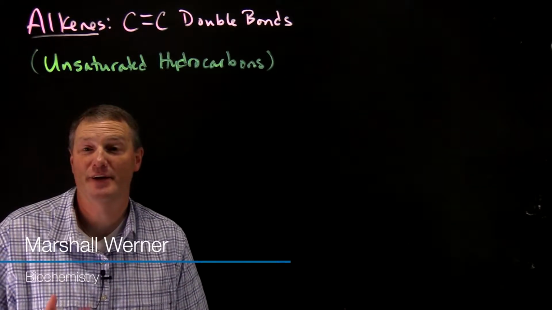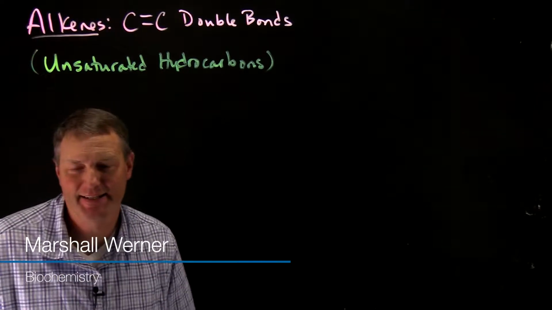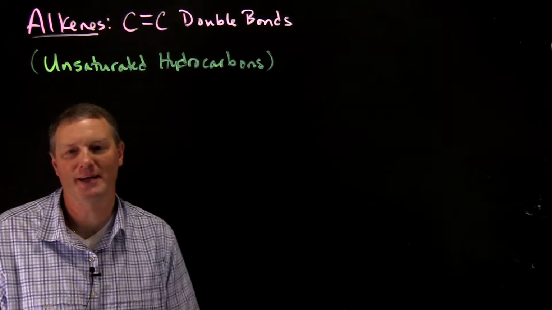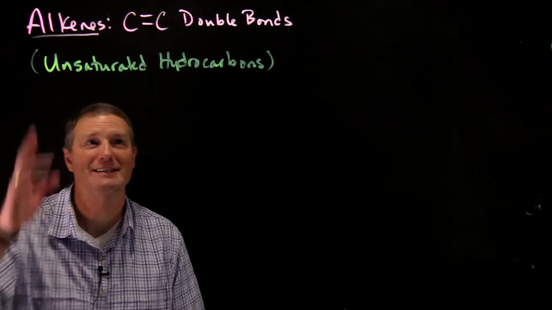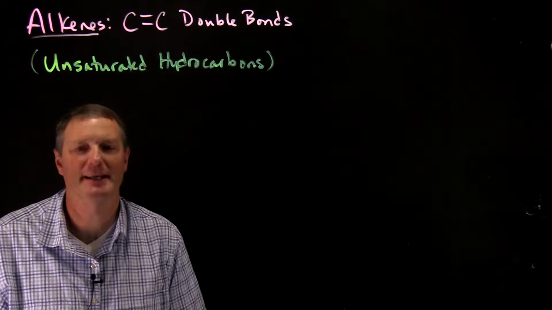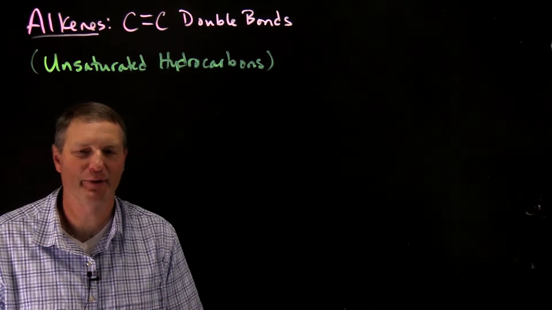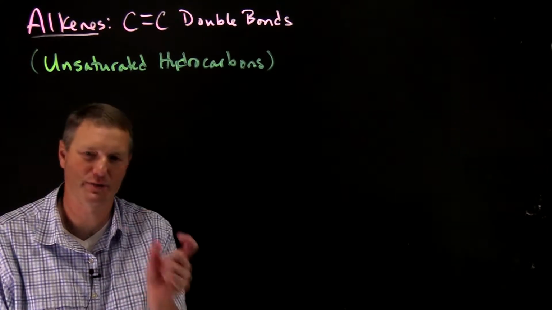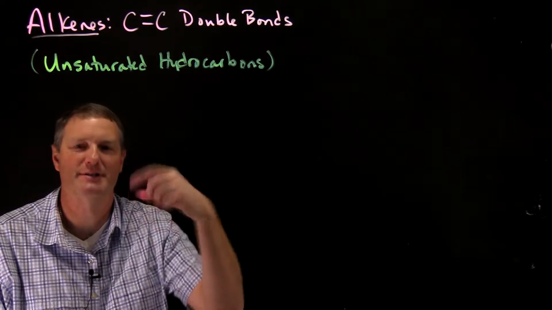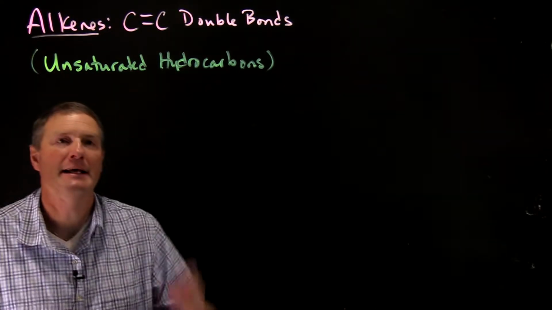All right, in this series of videos, we're going to take a look at alkenes. These are compounds that contain carbon-carbon double bonds. They're often referred to as unsaturated hydrocarbons. The unsaturation means that they don't have their full complement of hydrogens because we now have removed two hydrogens to make that carbon-carbon double bond.